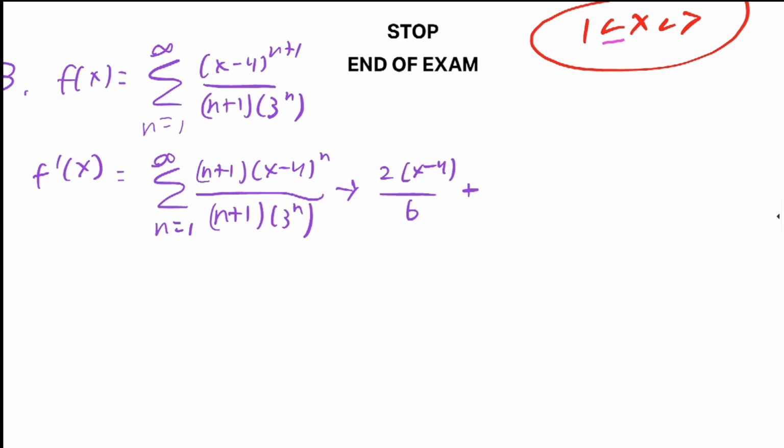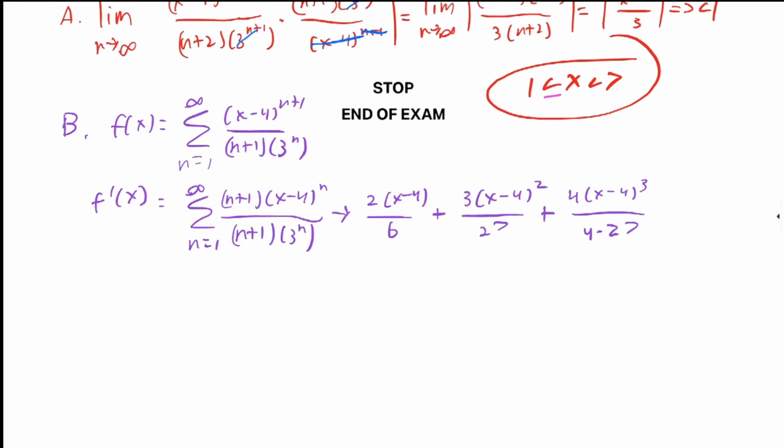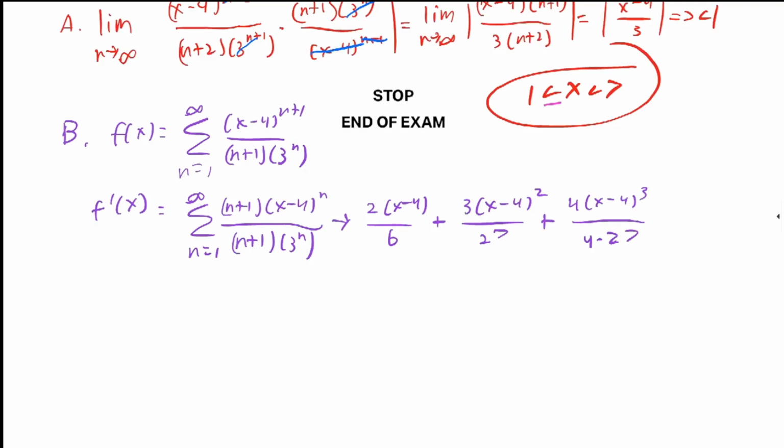Plus, plug in 2, you'll get 3 times (x minus 4) squared over 3 times 3, so 2, 3, 9, 27. There we go. Plus, for n equals 3, which is going to be 4 times (x minus 4) cubed over 4 times 27, which I don't know what that is, but you can just leave it there. And so those are the first 3 non-zero terms, okay? So there you have it. That's all you need to do for part B.